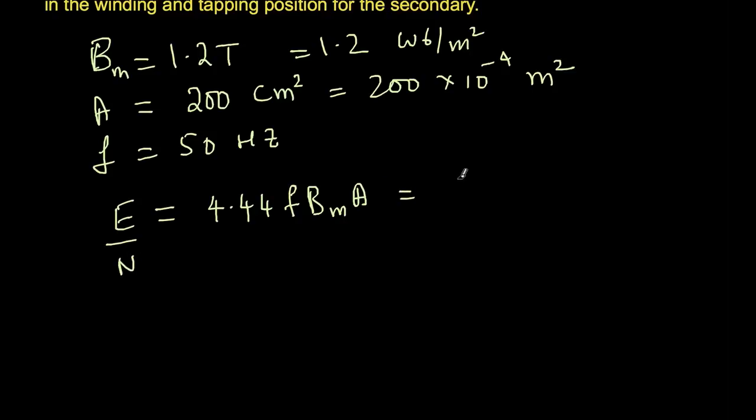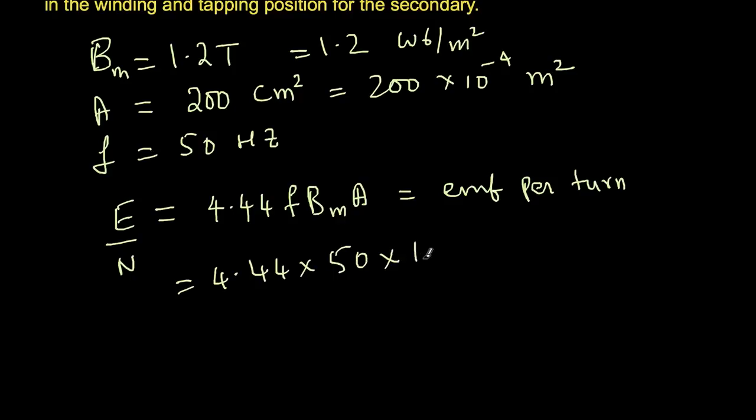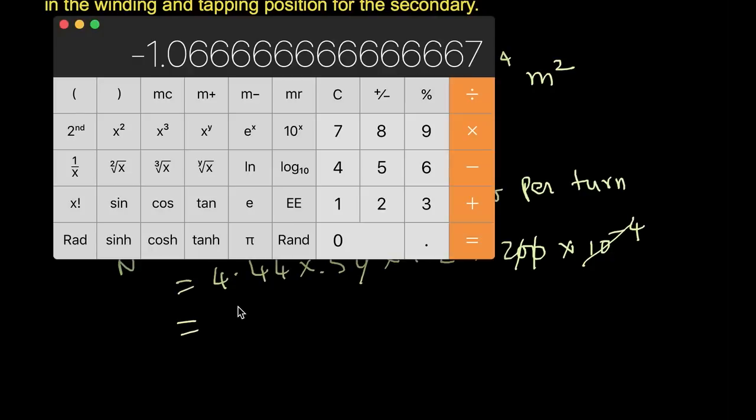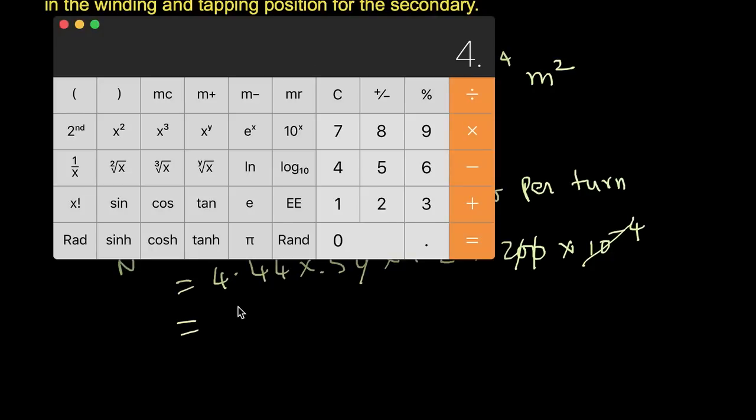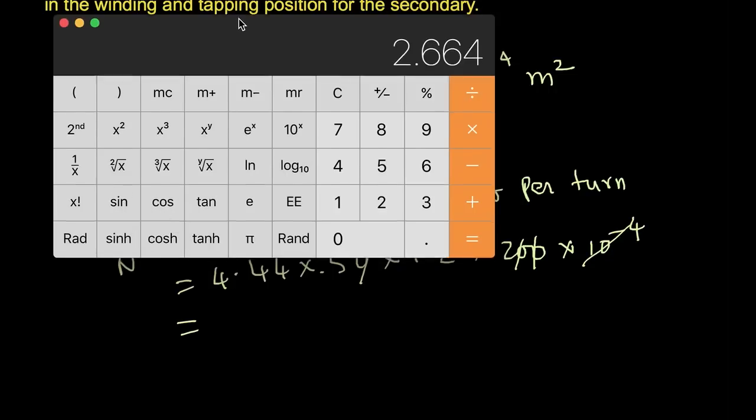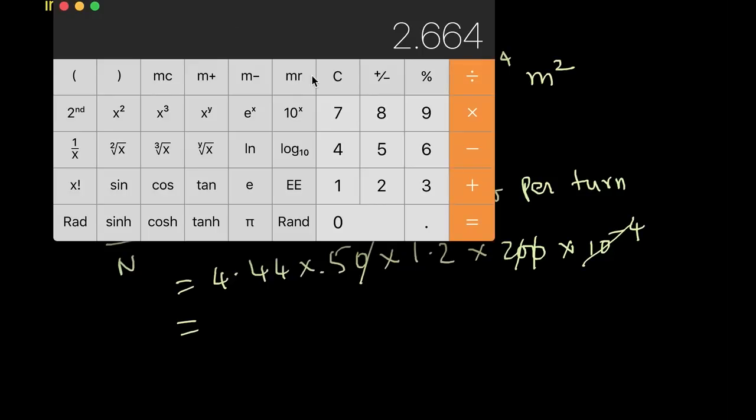EMF per turn. So for one turn, how much EMF do I get? That is what we are going to calculate. All the data is given. So 50 into 1.2 into 200 into 10 power minus 4. So that will be 10 power minus 1, so I'll just make it 0.5. So I have 4.44 multiplied by 0.5 multiplied by 1.2. So I'm getting 2.664 volts.